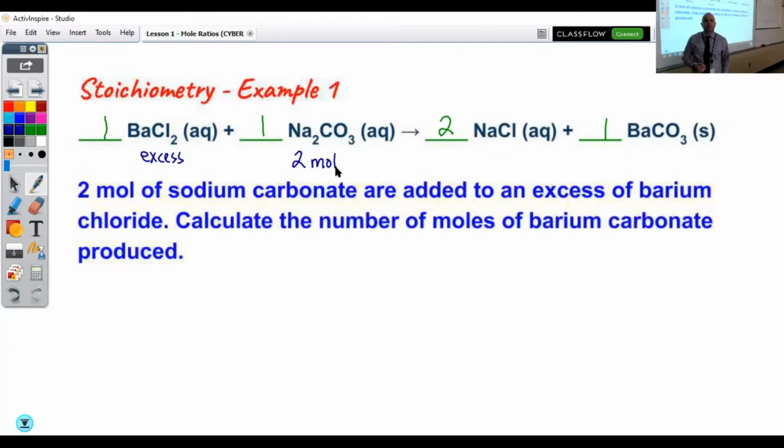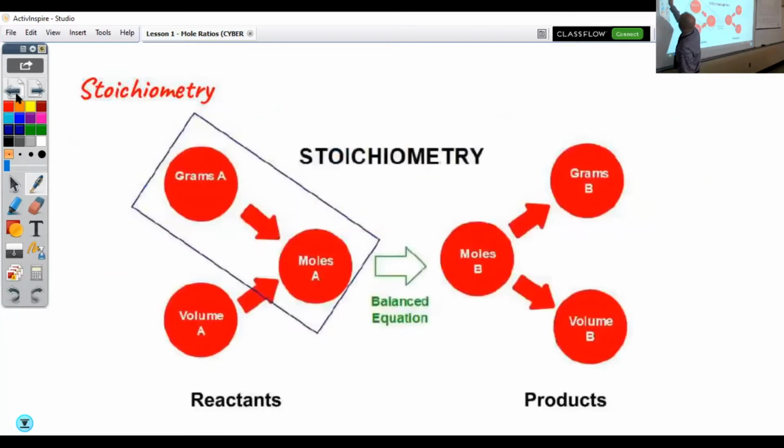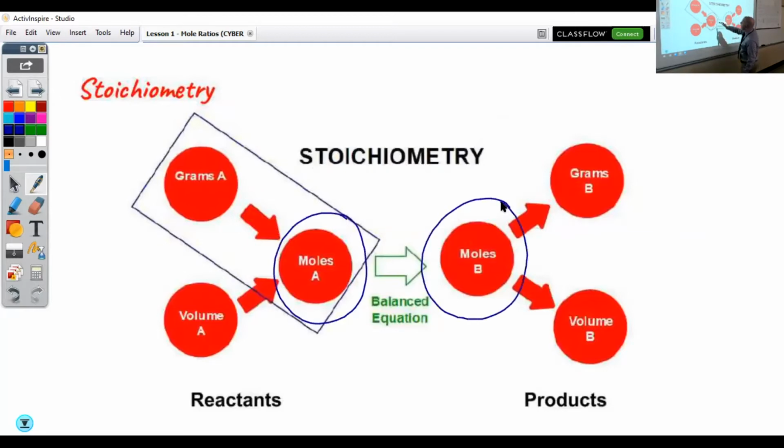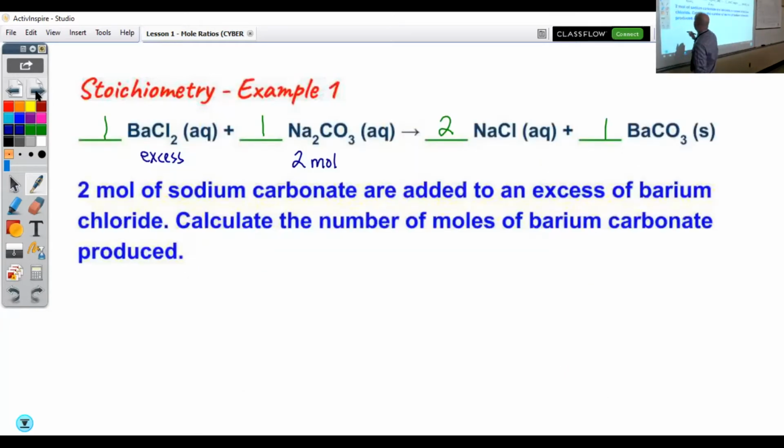Now, in this problem, we are starting off in moles and we're finishing in moles. So this is only a one-step problem. So if we go back and look at our map, we're starting with moles of one thing. We're finishing with moles of another, so we only need to cross 1 arrow. That means we have only 1 step in this problem. So we're going to start off with our 2 moles of sodium carbonate, so Na2CO3.